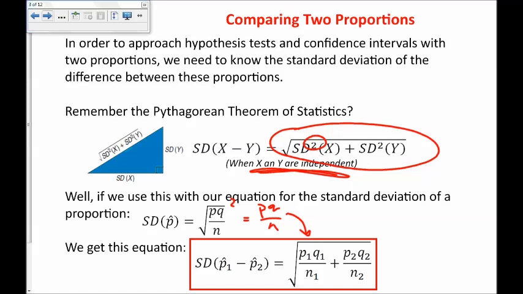The standard deviation of p1 minus p2 is equal to the square root of p1 q1 over n1 from the first proportion plus p2 q2 over n2 from the second proportion.